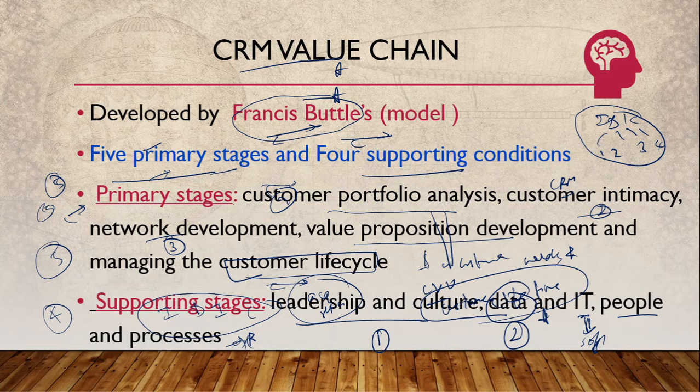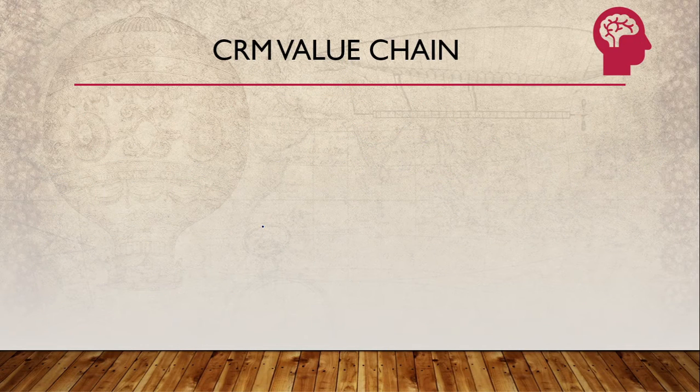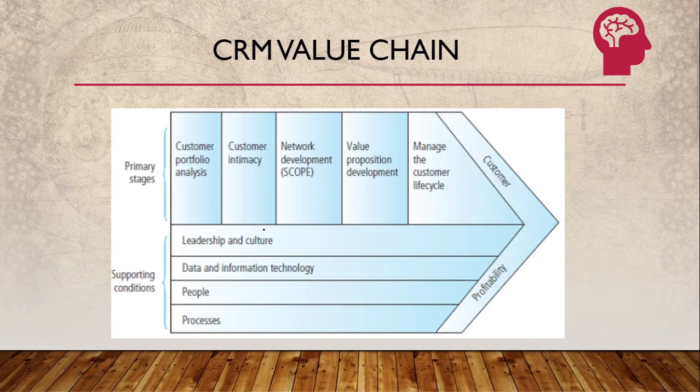So the model was developed by Frank Buttle. It consists of 9 stages, of which 5 are primary and 4 are supporting conditions. If you see the model in a diagrammatic form, this is how it looks. So the key term of any CRM is to have customer profitability. So the end goal is to have customer profitability.